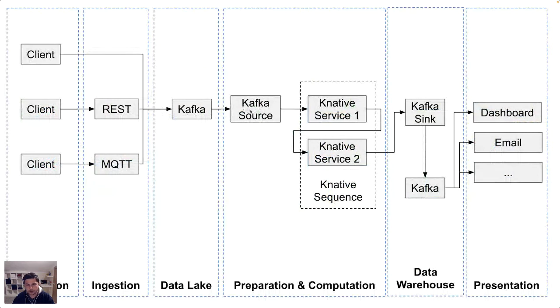And then with Kafka source, you can get the messages or events from the Kafka topic, and then you can send them to a Knative sequence where you do the data preparation. Like the first Knative service can do something, maybe remove some fields, or apply some kind of transform. And the second service can do another kind of transform. And then eventually, the output of the sequence could be sent to Kafka using a Kafka sink. And then from Kafka, you can have your presentation with a dashboard, or you can send emails. Maybe you could use another application here, which is not really relevant for this example.